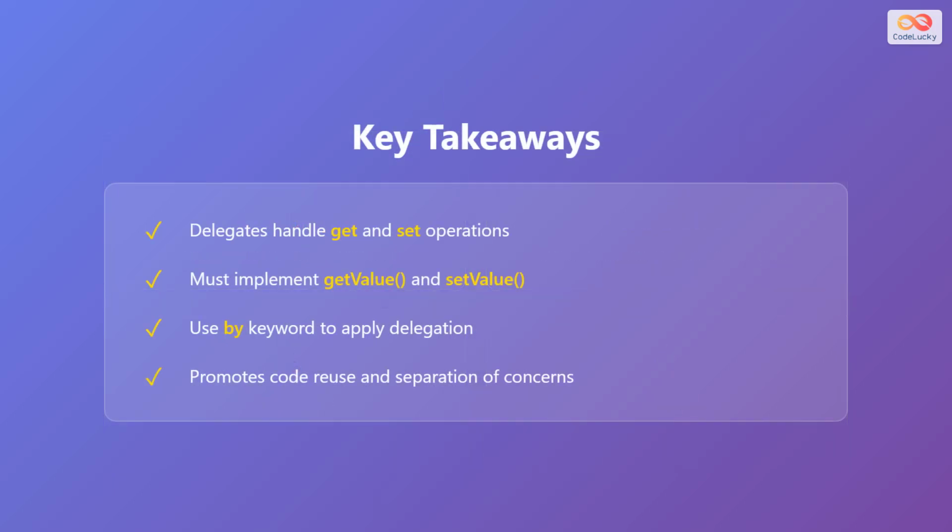Let's recap what we've learned. Delegates handle get and set operations for properties. They must implement getValue and setValue operator functions. You use the by keyword to apply delegation to a property. And most importantly, property delegation promotes code reuse and separation of concerns, making your code more maintainable and easier to understand.